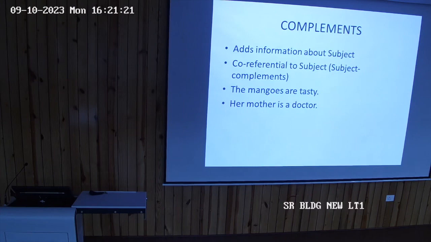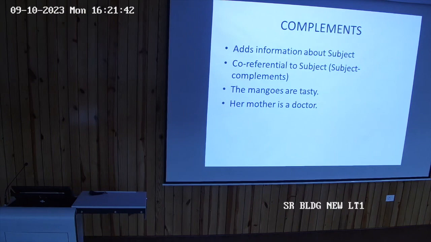Now what is the meaning of co-referential? Your subject itself is your complement. Alright? So there is a co-reference between subject and the complement. For example, the mangoes are tasty. We do not have any main action verb in this sentence. It means your helping verb is your main verb.